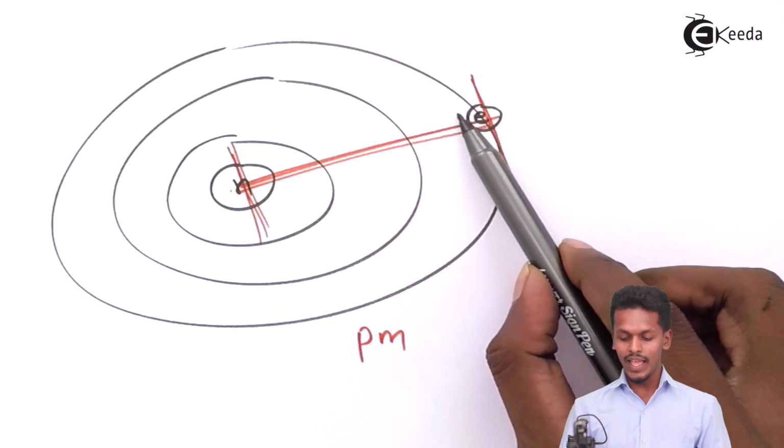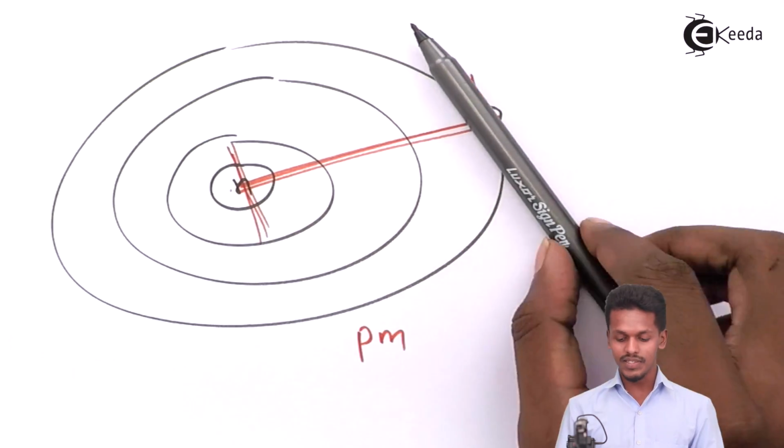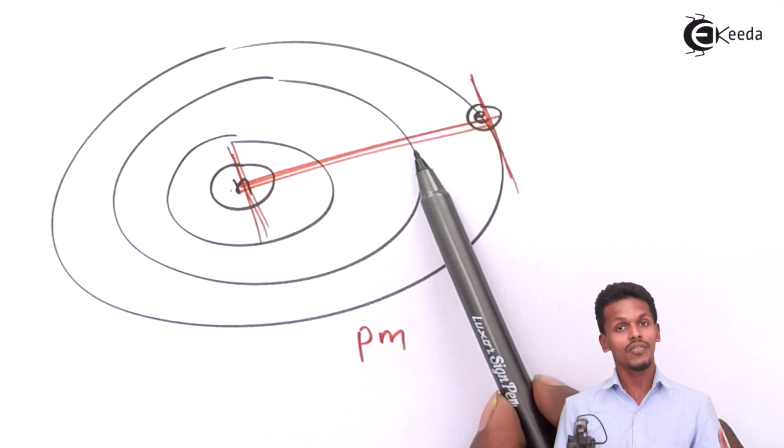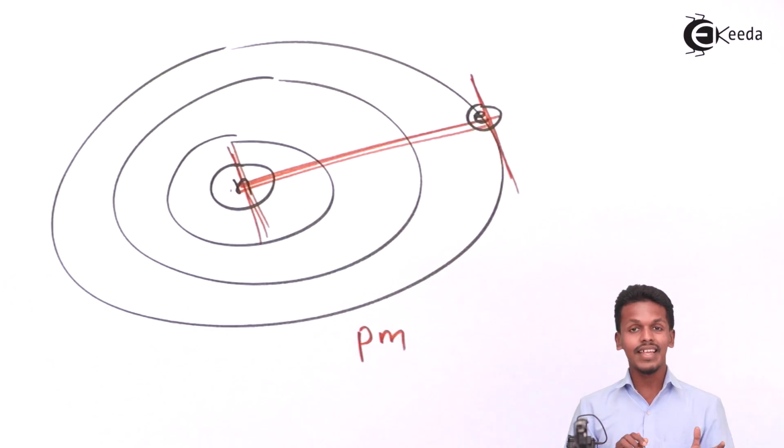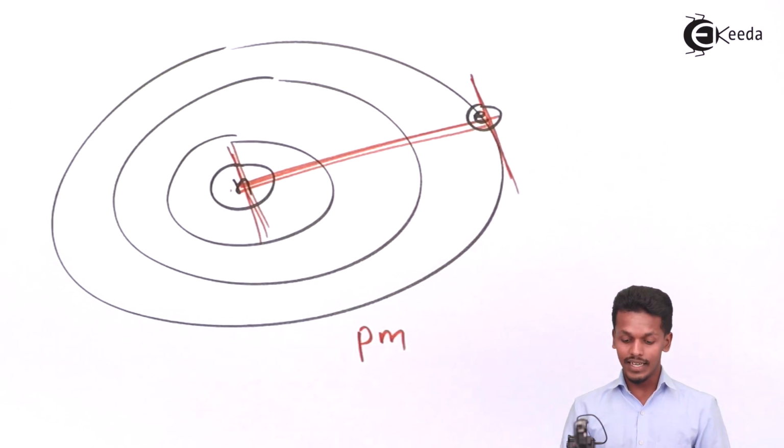Suppose this shell did not contain an electron, then in this case the next shell would be the valence shell which contains an electron. That is why there is a difference when we talk about the valence shell: the valence shell should consist of an electron, and only then is that distance said to be the atomic size of that particular atom.